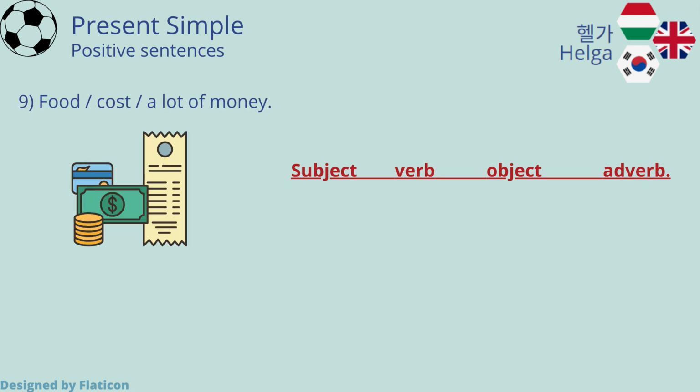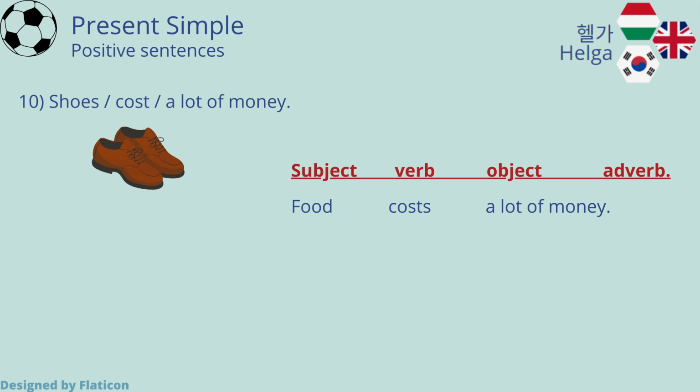Number 9. Food costs a lot of money. Listen and repeat slowly. Food costs a lot of money. Number 10. Shoes cost a lot of money. Again slowly. Shoes cost. Not costs. Cost a lot of money. Shoes cost a lot of money.